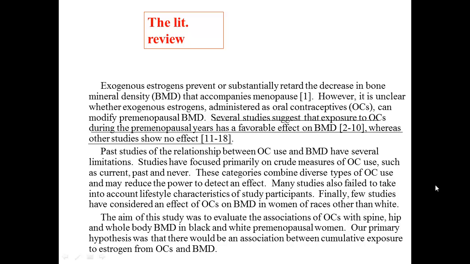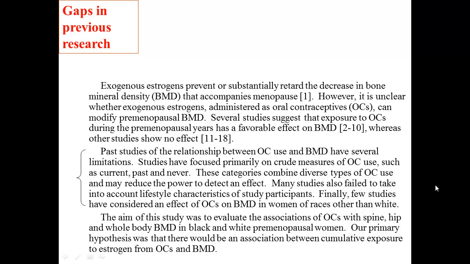So several studies suggest that using oral contraceptives during the premenopausal years helps your bone density, whereas other studies have shown no effect. Notice that there's a summary here of about 17 different studies, and there's no details about those individual studies. It's a high-level summary, just kind of giving you the scope of the literature. A lot of studies show some positive benefits, some show no effect. Now here's the gaps in those previous studies.